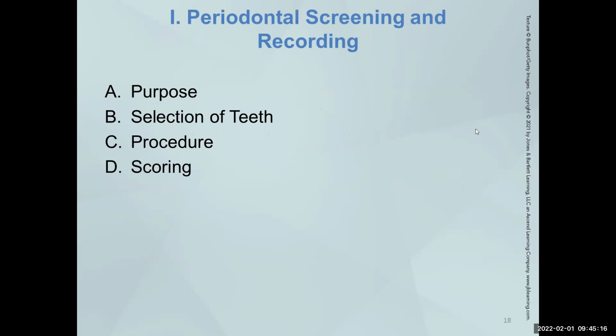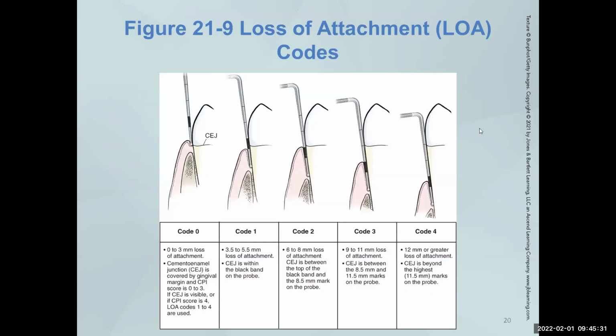So periodontal screening and recording, this is from the World Health Organization. The boards do ask you about periodontal screening and recording. This is using a separate probe, a very distinct probe, all right, and it's got a little ball at the end, so it doesn't hurt the patient, all right? And then there is a silver line, a black line, and silver line again. So this black line starts at 3.5 millimeters and goes to 5.5 millimeters.